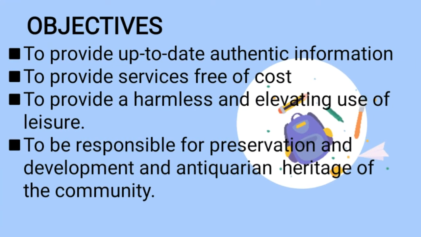The main objectives of a public library are: number one, to provide up-to-date, authentic information. The next is to provide services free of cost. Next is to provide harmless and elevating use of literature. And the last is to be responsible for preservation and development of the antiquarian heritage of the community.